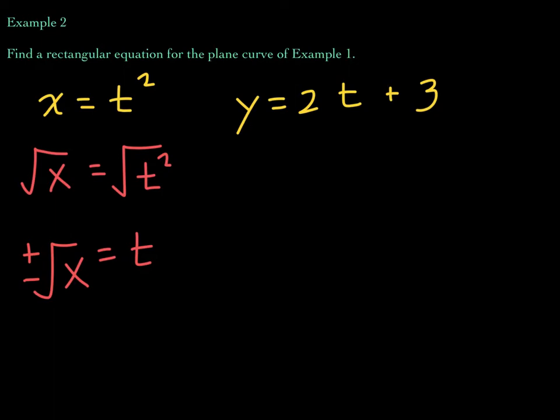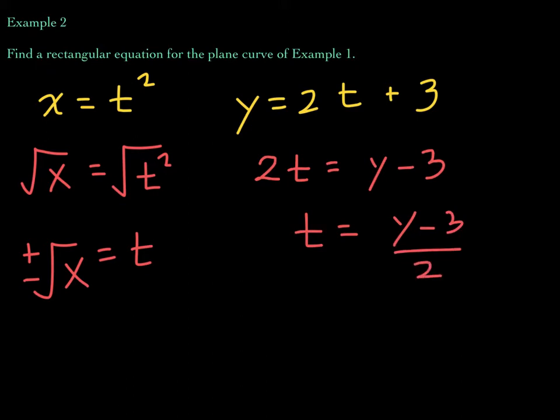So notice that if we solve this equation over here for t, you will get t is equal to (y minus 3) over 2. There are no two solutions for t over here. There's only one solution. It's unique: t is (y minus 3) over 2. You get a unique solution, as opposed to over here, where t is either positive root x or negative root x. So we don't like solving this equation for t because you don't get a unique solution.